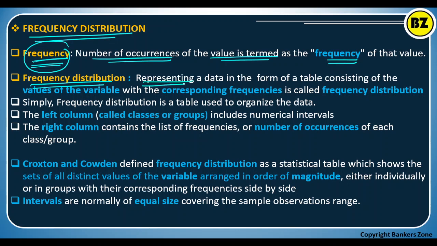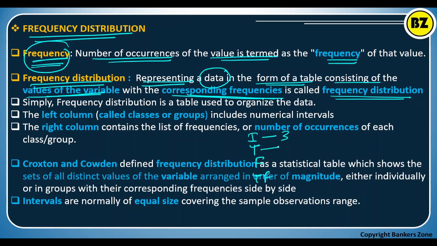Frequency distribution is simply representing the data in the form of a table consisting of the values of the variable with the corresponding frequency. For example, suppose there is I, you, my friend, and your friend. I study for 3 hours, and your friend studies for 4 hours. He studies for 5 hours. He studies for 3 hours. So Monday, Sunday, Tuesday: 3 hours, 5 hours, 4 hours.